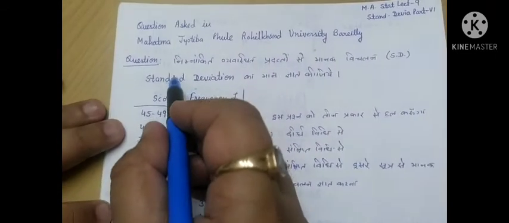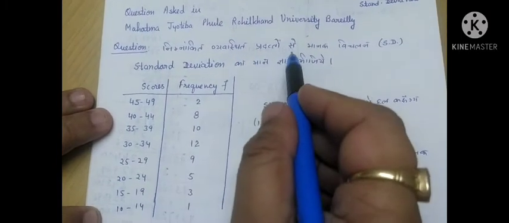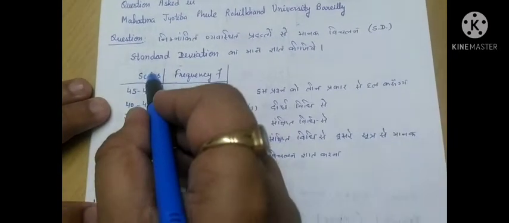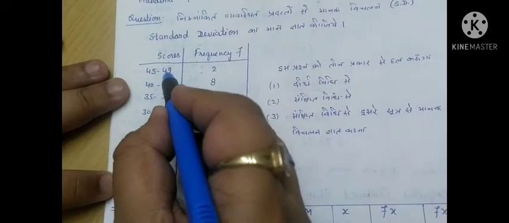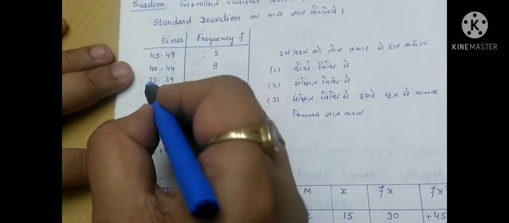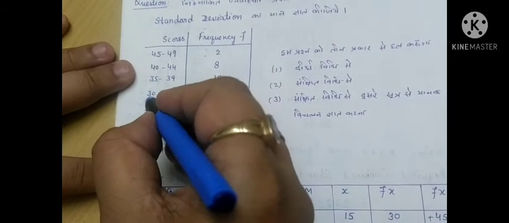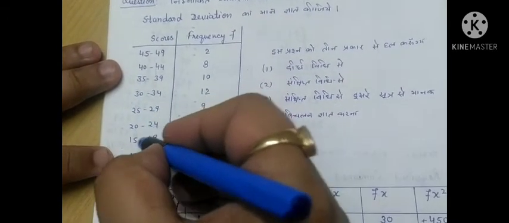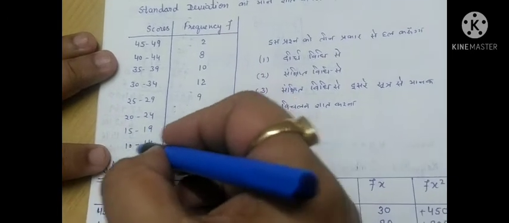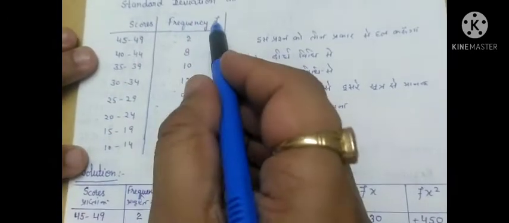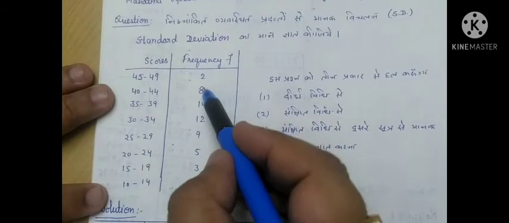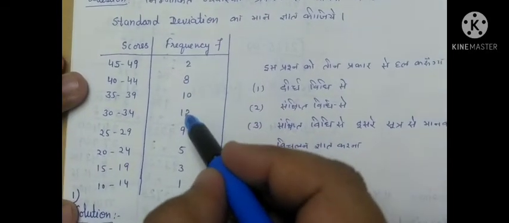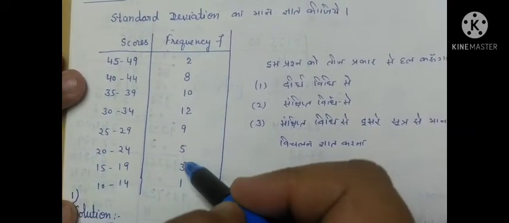क्वेश्चन है, निम्नांकित व्यवस्थित प्रदत्तों से मानक विचलन स्टैंडर्ड डेविएशन का मान ज्ञात कीजिए। स्कोर्स हैं 45 to 49, 40 to 44, 35 to 39, 30 to 34, 25 to 29, 20 to 24, 15 to 19, 10 to 14, and corresponding frequencies are given 2, 8, 10, 12, 9, 5, 3, 1.